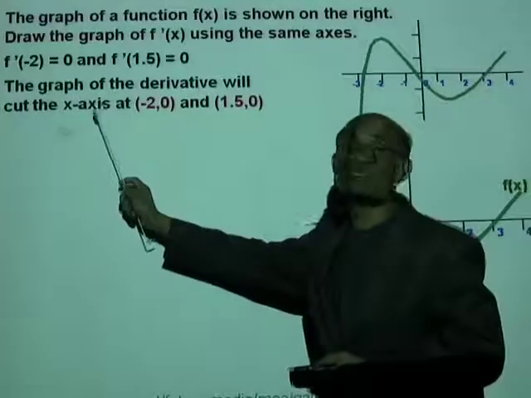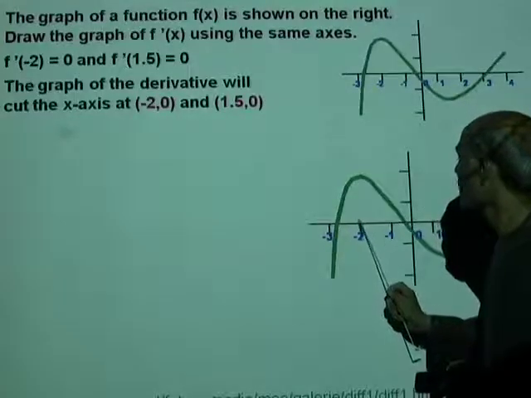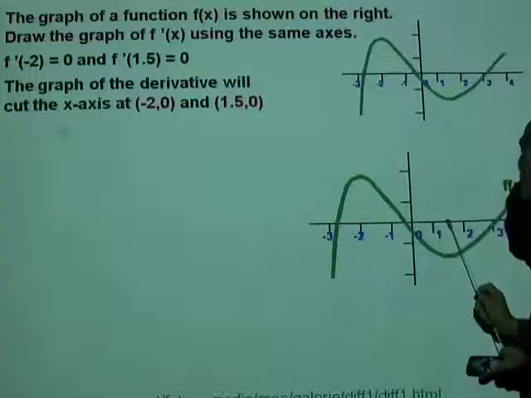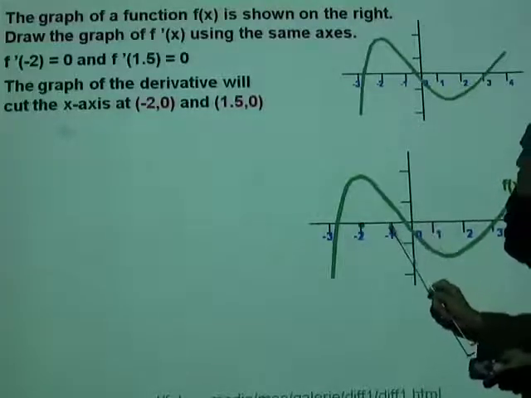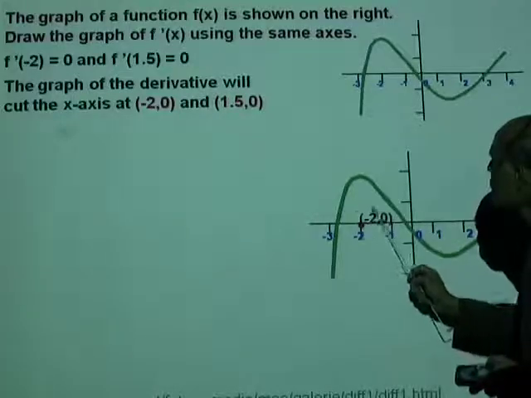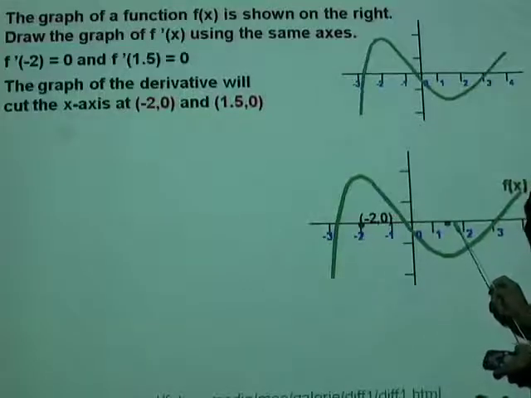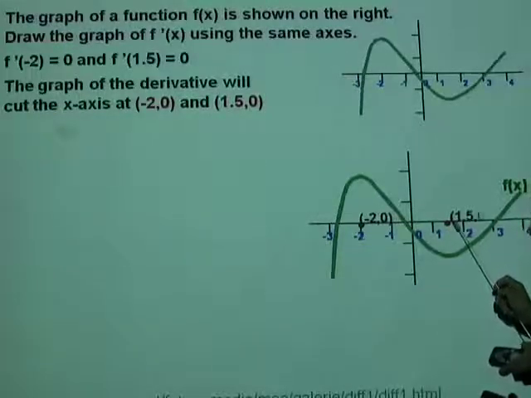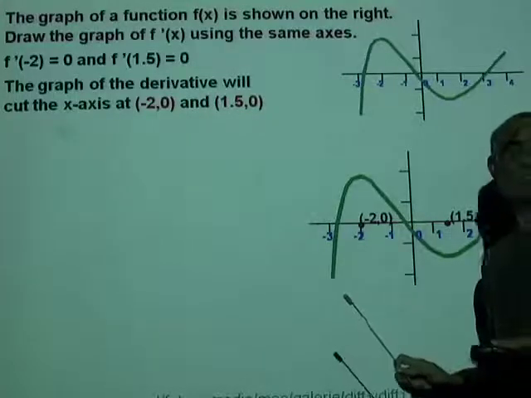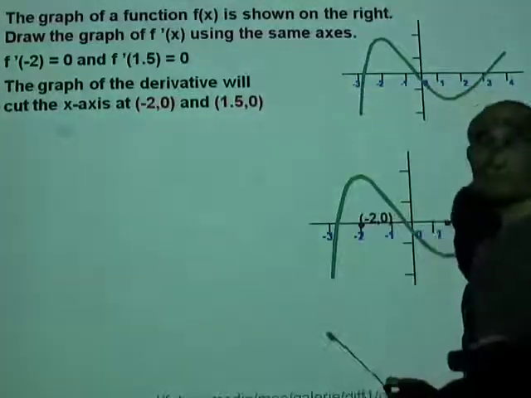The graph of the derivative will cut the x-axis at negative 2, 0. This is an x-intercept of the derivative graph. Similarly, 1.5, 0 is an x-intercept of the derivative. Negative 2, 0 is one x-intercept of the derivative graph. 1.5, 0 is another x-intercept of the graph of the derivative. We used one piece of information to mark the x-intercepts.